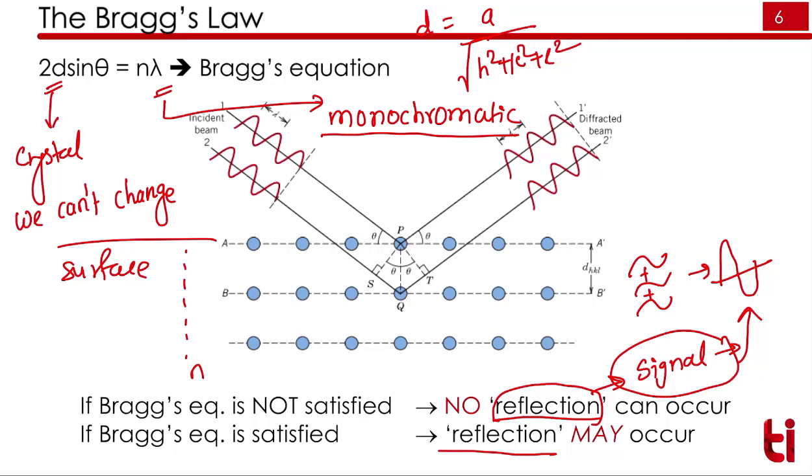Generally we use copper, which has a wavelength of around 1.54 angstroms, and this is fixed. So what is the variable here? That is only theta. For different d values we will get different theta values, and from that we can analyze the crystal structure.